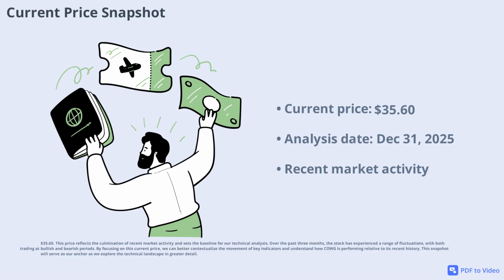Over the past 3 months, the stock has experienced a range of fluctuations with both bullish and bearish periods. By focusing on this current price, we can better contextualize the movement of key indicators and understand how COWG is performing relative to its recent history. This snapshot will serve as our anchor as we explore the technical landscape in greater detail.